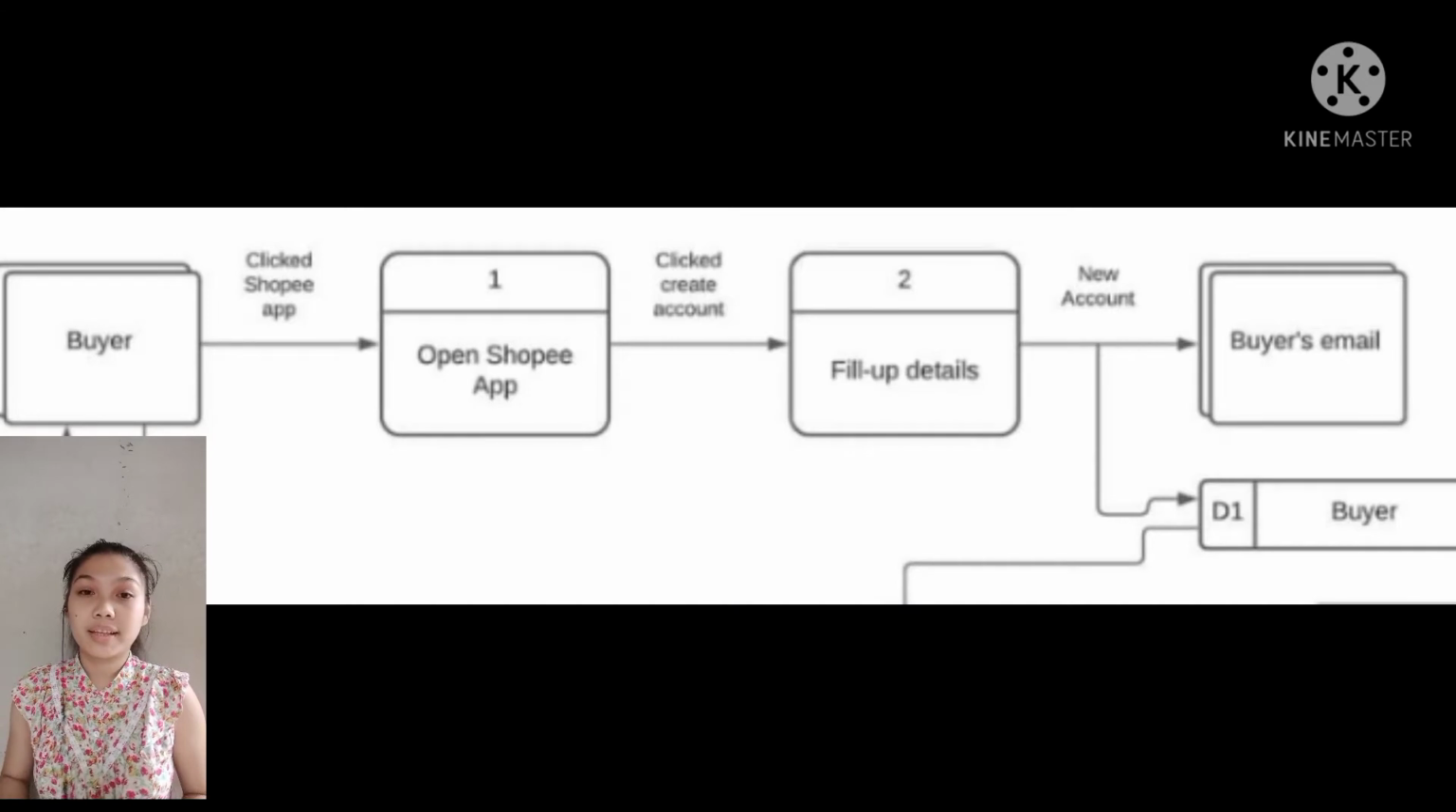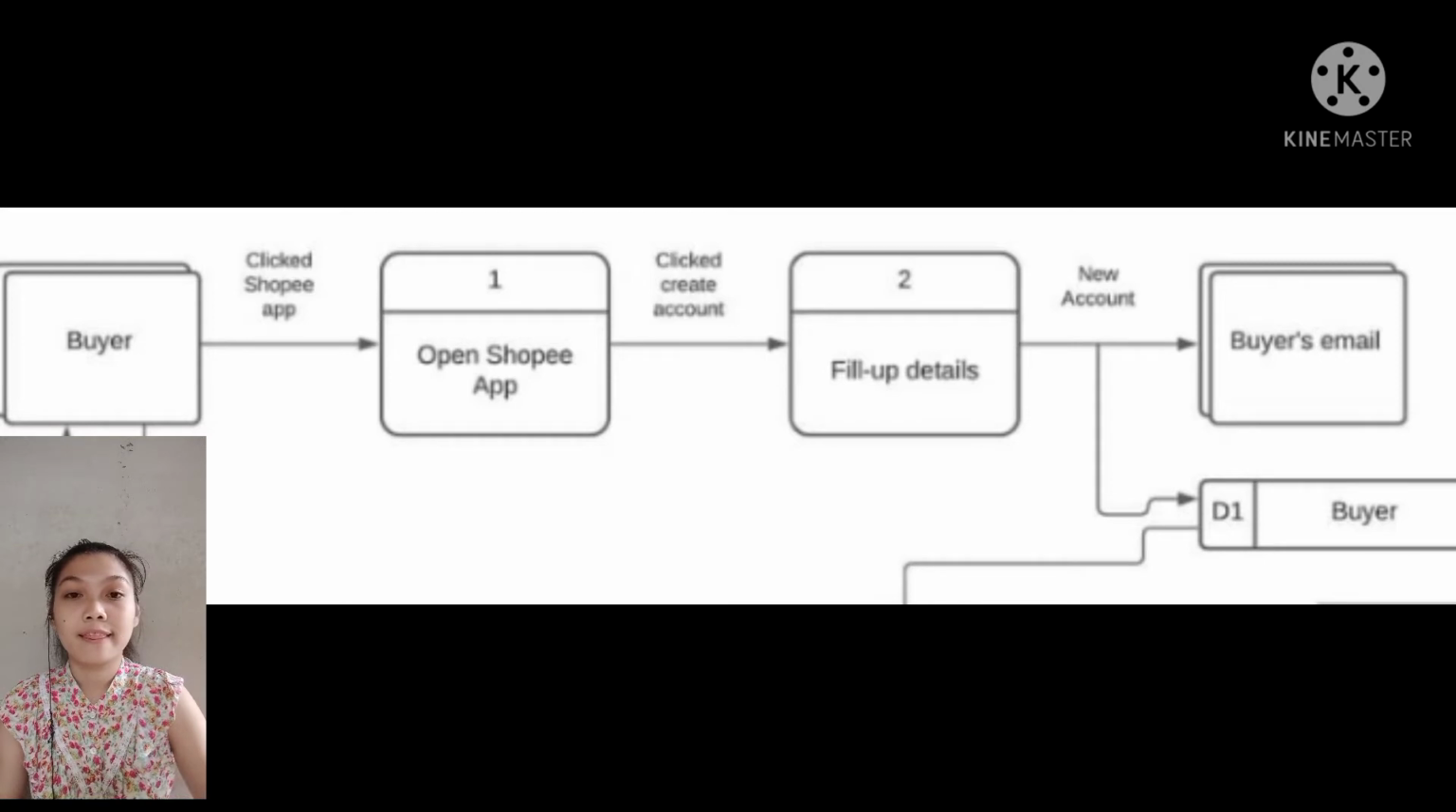Now that we're done knowing the process of how to buy at Shopee, we will now start presenting the DFD diagram. First, we're going to create an entity which is the buyer or the consumer. Then we're going to go to process 1, which is to open the Shopee app. Before we open the Shopee app, we must first click the Shopee app.